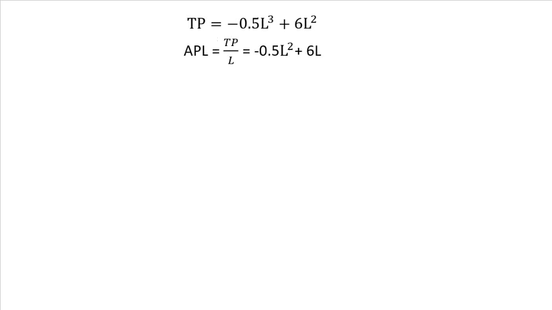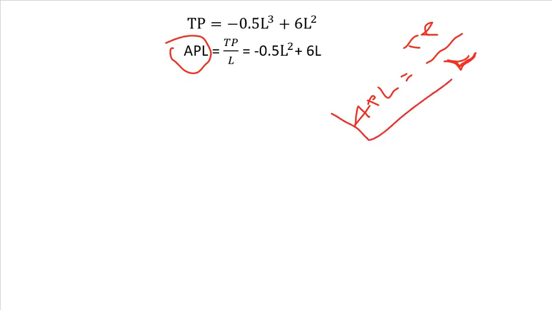First we can calculate APL easily. As we know, APL is actually TP over L, which means the total product over the total number of workers. So we can simply apply this formula, TP over L, which means this over L, and we will find minus 0.5 L squared plus 6L.